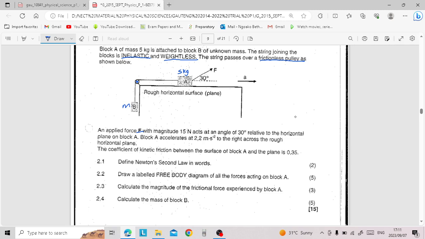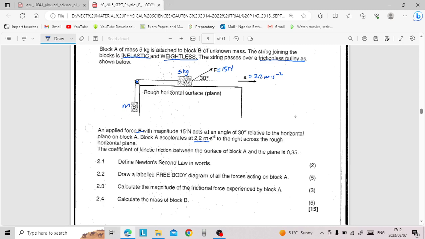So the 15 newtons is known, but it's acting at an angle of 30 degrees to the horizontal. Block A accelerates at 2.2 meters per second squared to the right across the rough horizontal surface. So the acceleration is 2.2 meters per second squared.